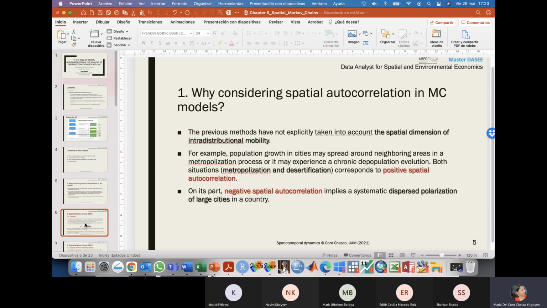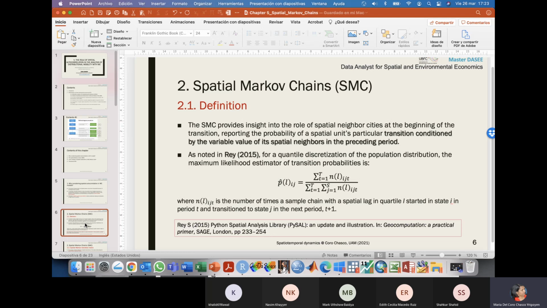Well, let's go ahead. Spatial Markov chains. Perhaps you remember this first paper of Serge Rey and some others, also the paper written by Julie Legallot in 2004, and the one that Julie and I wrote in 2008. We were talking about Markov chains, but the spatial Markov chains. What's that? Well, they provide insight into the role of spatial neighbor cities at the beginning of the transition, cities or wherever spatial units in general.